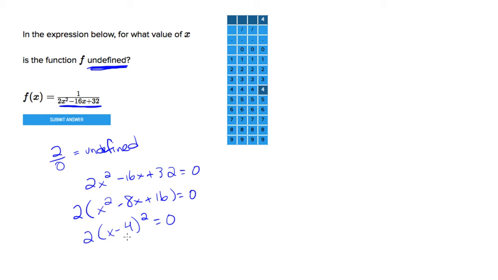And the value that turns that into 0 is a positive 4. 4 minus 4 is 0. 0 squared is still 0. Times 2 is still 0. And that's why our solution here is 4. So when you plug a 4 back into the denominator, it turns it into 0, and 1 divided by 0 is by definition undefined.